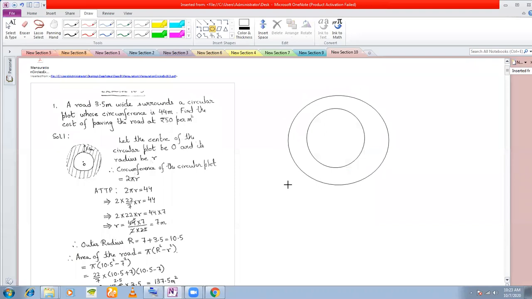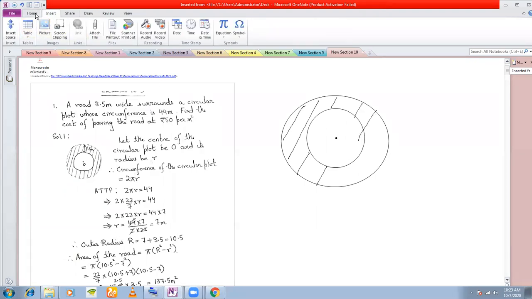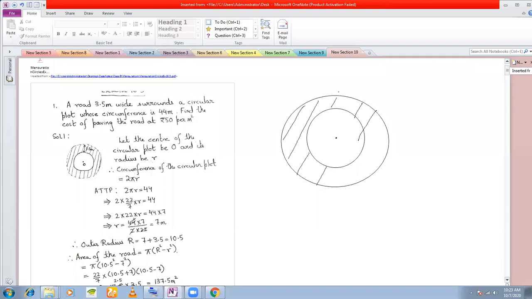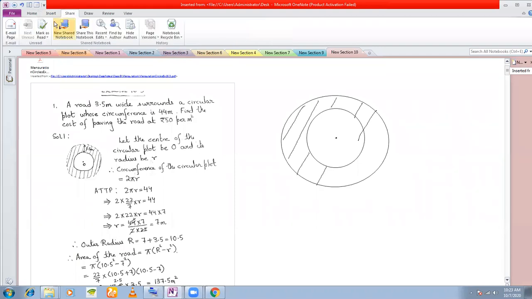Say something like this, a circular road. Okay, not exactly a circle, but that is manageable. Okay, a circle. So this is your circular plot. The road has to be built here, and this road has a uniform width of 3.5 meters.